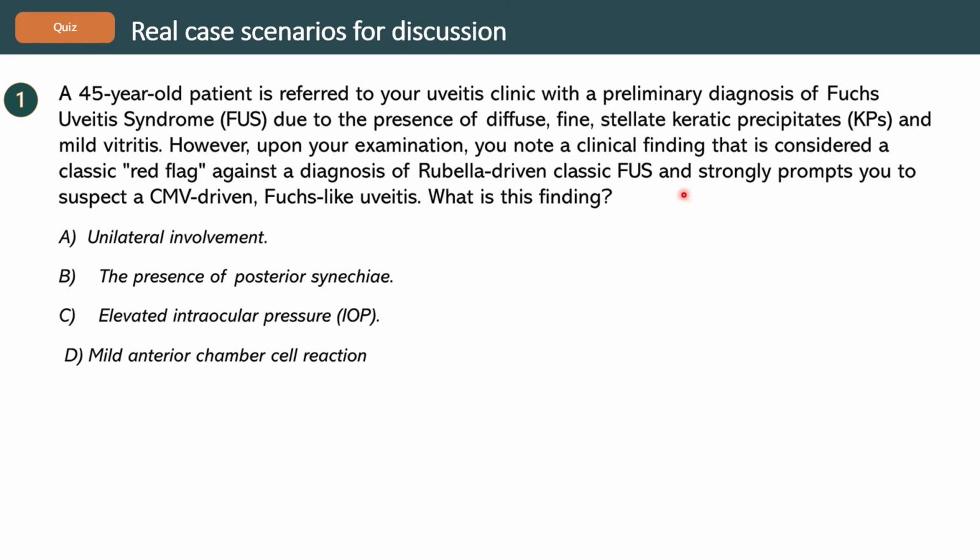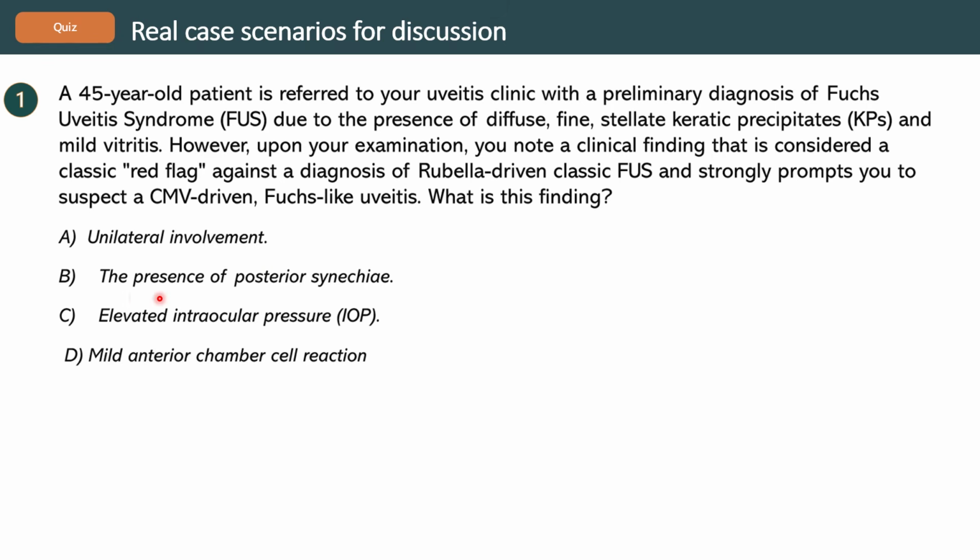As you know, we said that the majority of classic Fuchs uveitis syndrome has been identified as due to rubella. But there is one sign, if you find it, that is completely against the classic Fuchs uveitis syndrome, and it will point to another cause, which can be cytomegalovirus or another virus. So the question here: what's the red flag sign that, if you find it, is strongly against the classic Fuchs uveitis syndrome? Unilateral involvement can be present in cytomegalovirus phenotypic Fuchs-like uveitis, or in the classic idiopathic Fuchs uveitis syndrome.